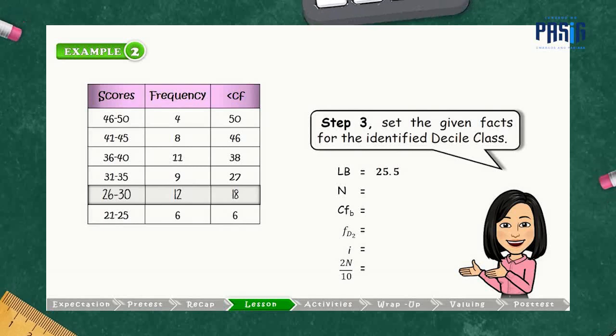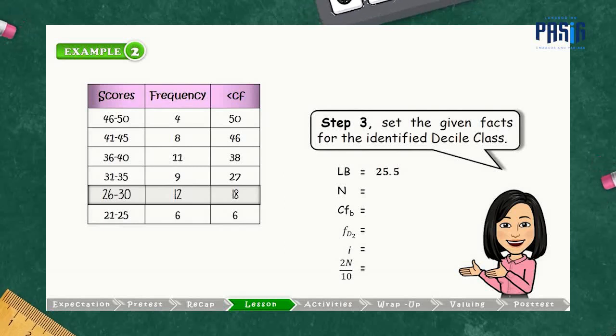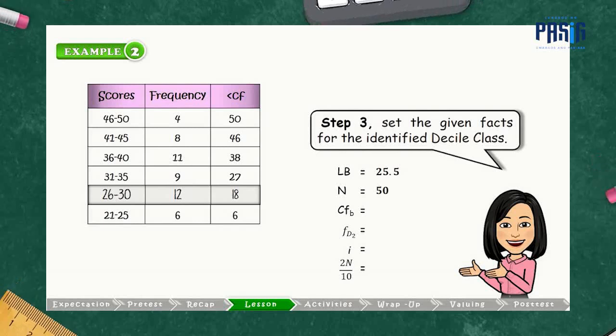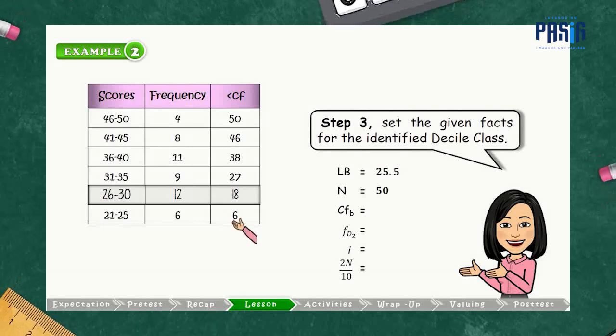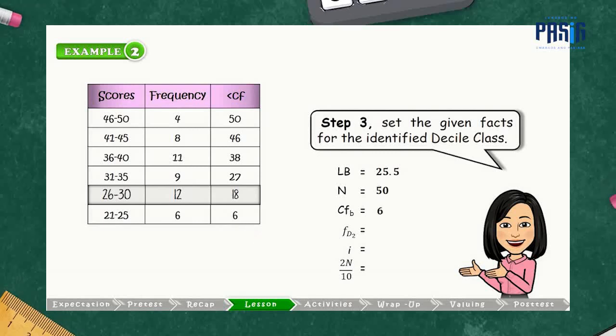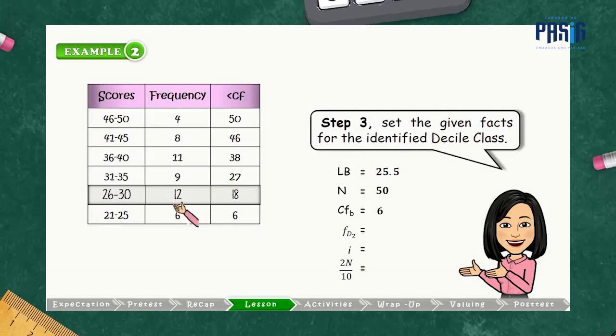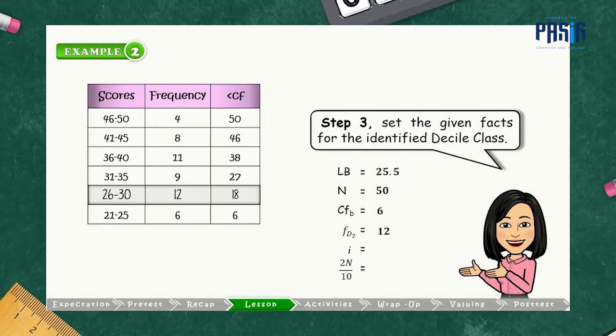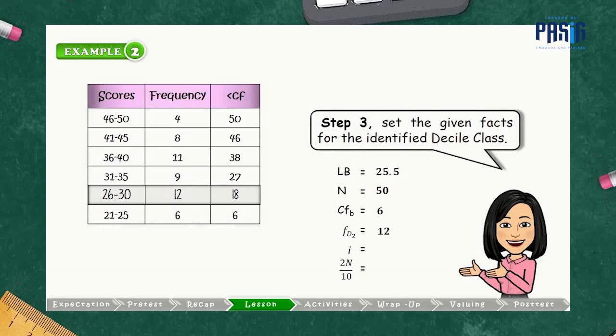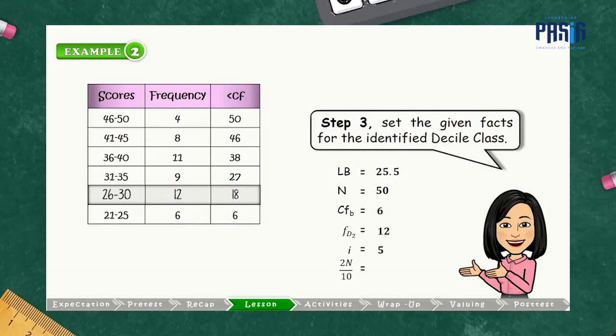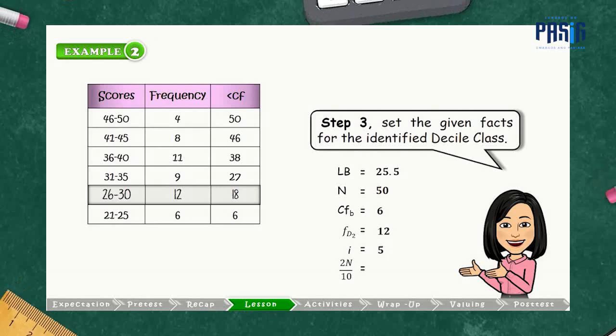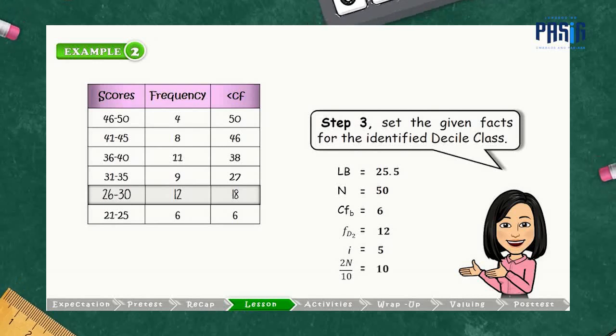Next, n, or the total number of frequency, is equal to 50. Then, the cumulative frequency before the D sub 2 class is 6. After that is the frequency of the D sub 2 class, which is equal to 12. While the size of class interval is 5. And last, kn over 10, or the position of D sub 2, is 10.